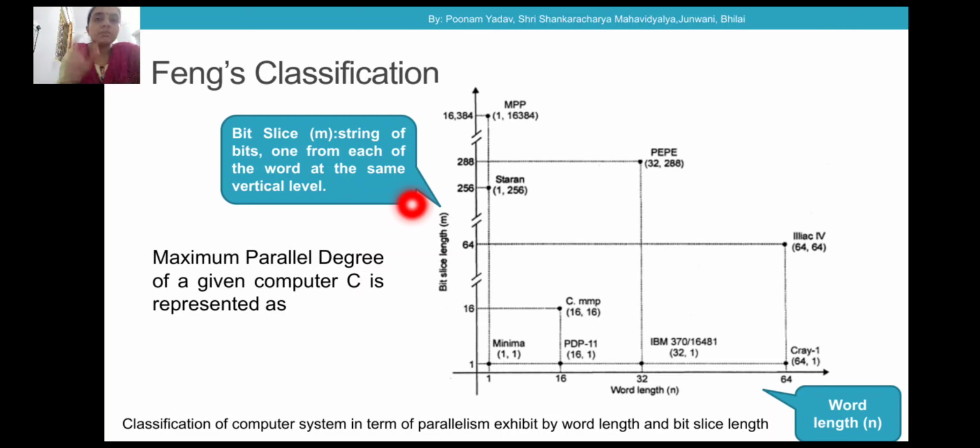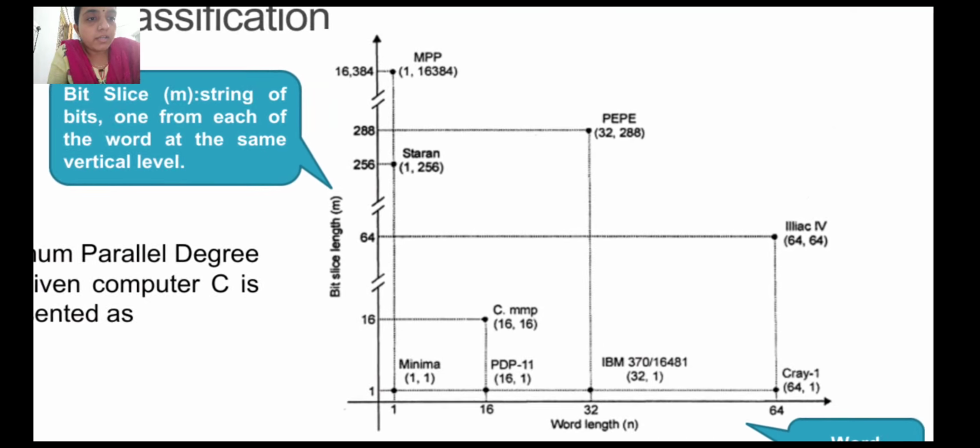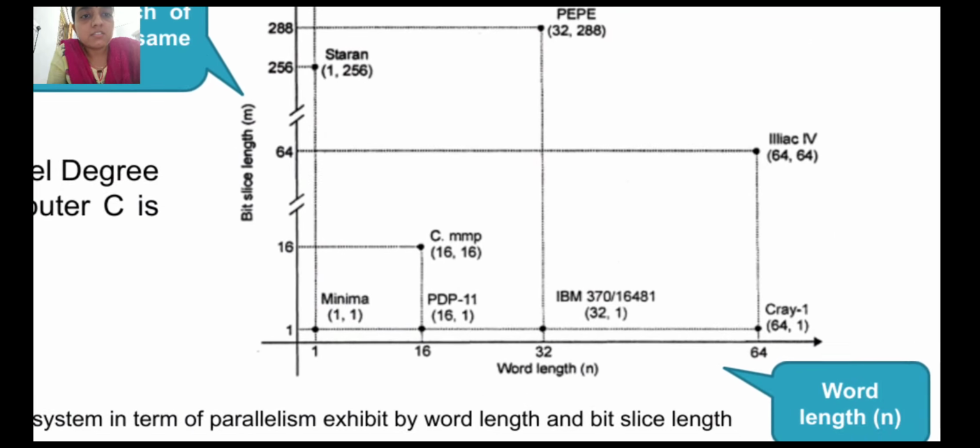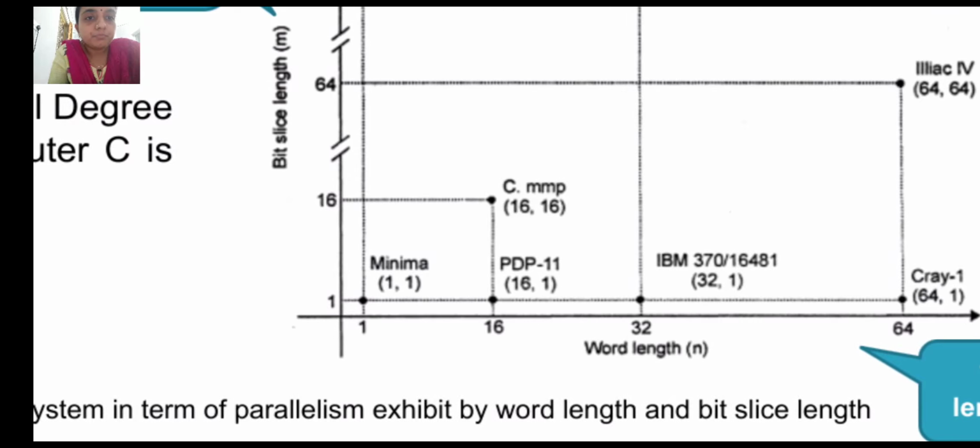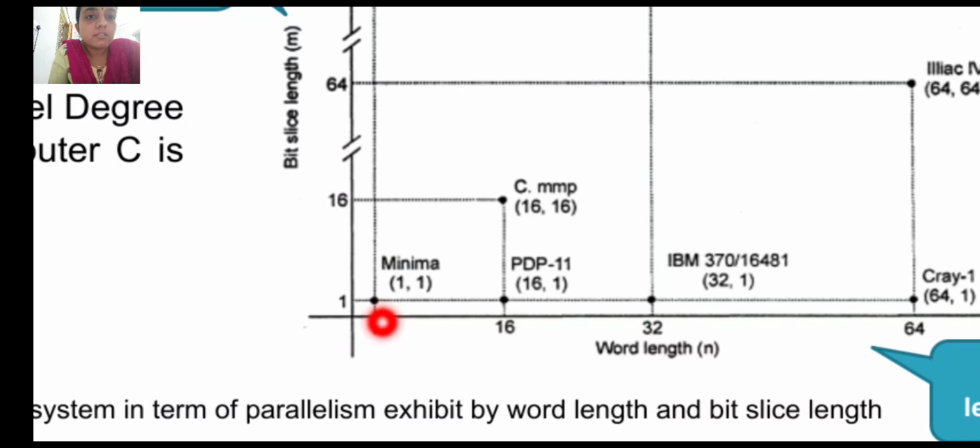Okay, so the bit slice, a string of bits, and word length n. Now you can see here, in this point, one bit, one word, one bit. So this relation is represented as 1 comma 1: one word, one bit. This system is represented as minima.